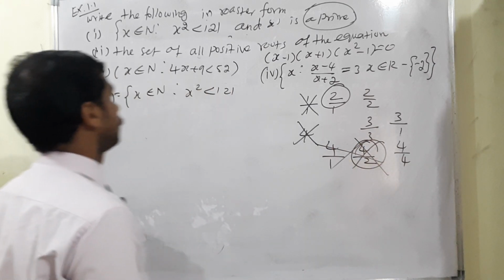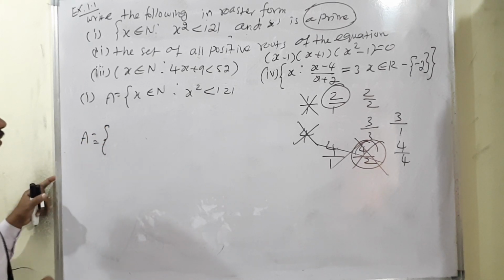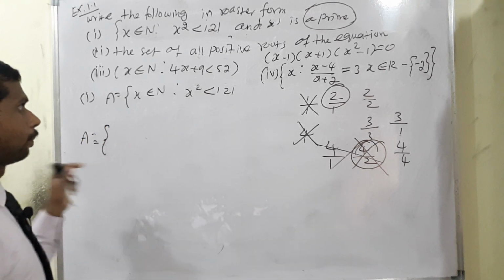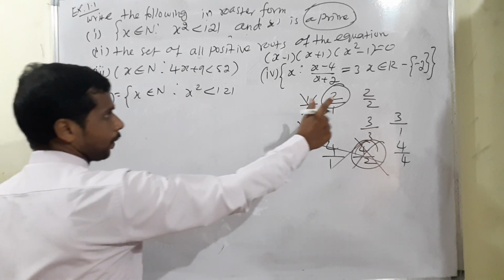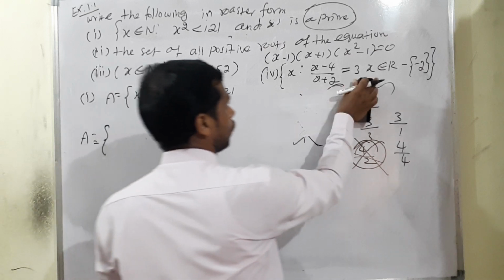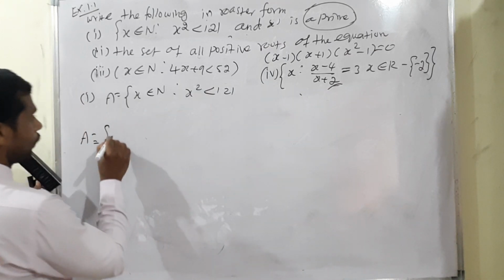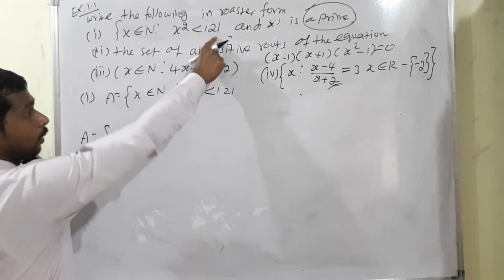Okay, moving to the question. So A is equal to x square. The prime number starts with the smallest prime number 2, isn't it? The smallest prime number is 2, so 2 square, what will the answer be? It is 4. So the first element will be 4, because 4 is less than 121, no?